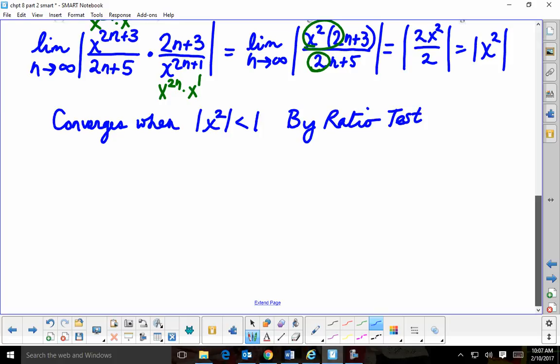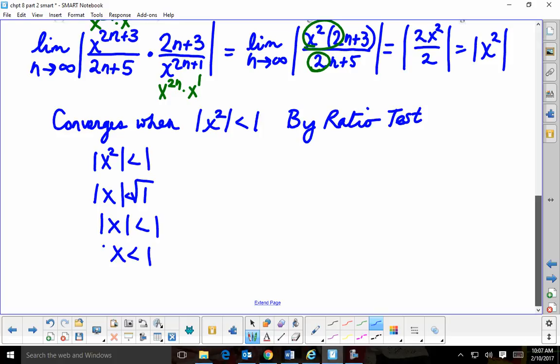So I know that when this guy's less than 1, it's going to converge by the ratio test. But I don't just have my x minus 0. I have an x squared. So I know I would have to take the square root of 1. Well, that's easy enough because that's still just 1. Okay. But this was the ratio test, and the endpoints here are inclusive.